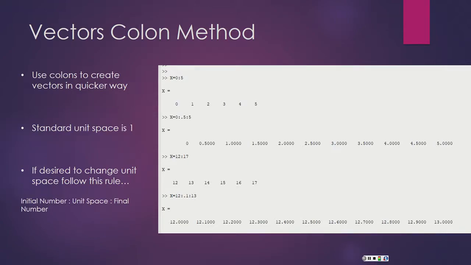A quicker way to do it, some people prefer this, is the colon method. You can start with your initial condition and then what it goes up to. The standard unit is one space, so let's go 0, 1, 2, 3, 4, 5. If you want to change the spacing in between, you use the initial condition, colon, the increment you want to increase by, and then the ending number. So it just goes up by 0.5. You can start at any number you want for the initial condition and ending condition.